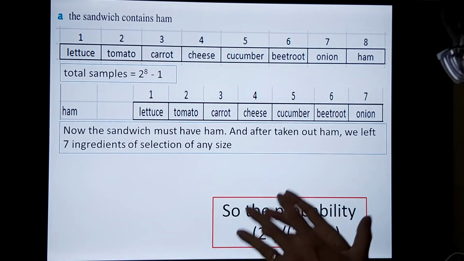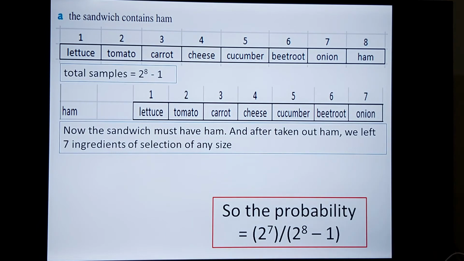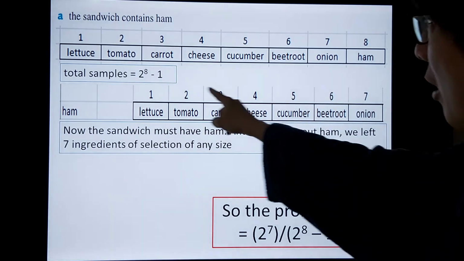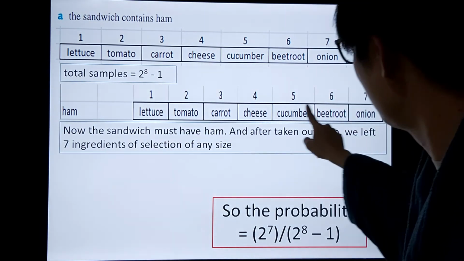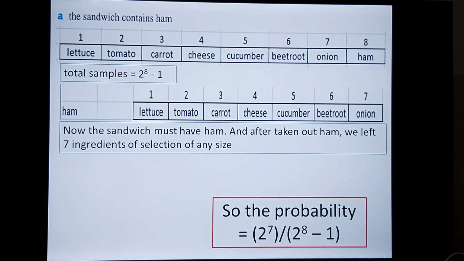So if there's already ham, among the 7, I can choose not to choose anything. The sandwich won't be empty anymore. Therefore, the total number of selections in this case will be 2 to the power of 7, because there are 7 ingredients and I'm free to select whichever combinations I want. So 2 to the power of 7 will be your numerator. So this one divided by this one will be the probability that the sandwich contains ham. So that's 8.